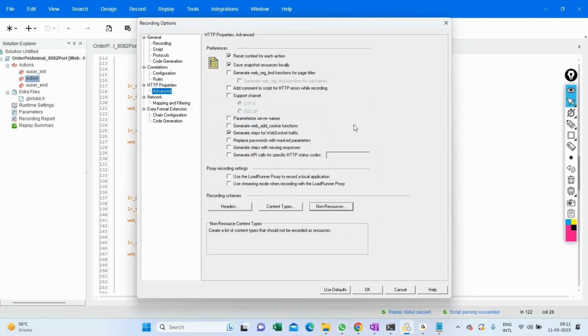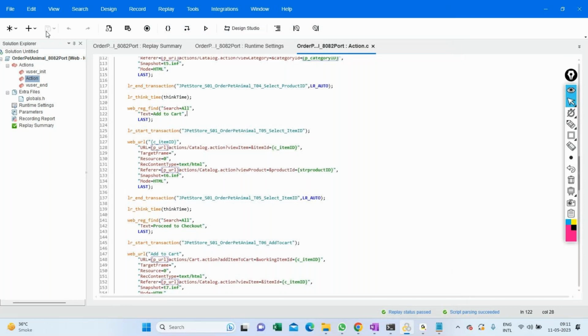Once you have made all these changes, you regenerate the script again. So how do you regenerate the script? You have to go to record and click on the regenerate button here. Once you regenerate, it will regenerate the same script with the latest recording options. You need not record again, you just have to regenerate the script.